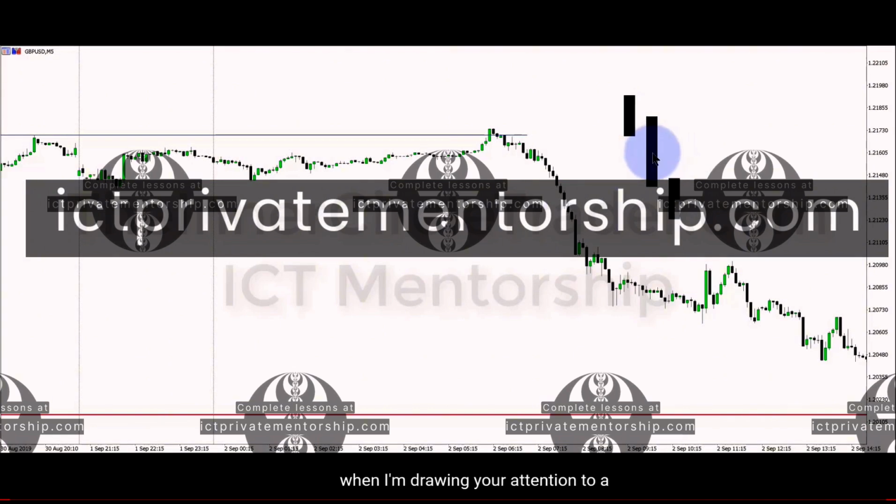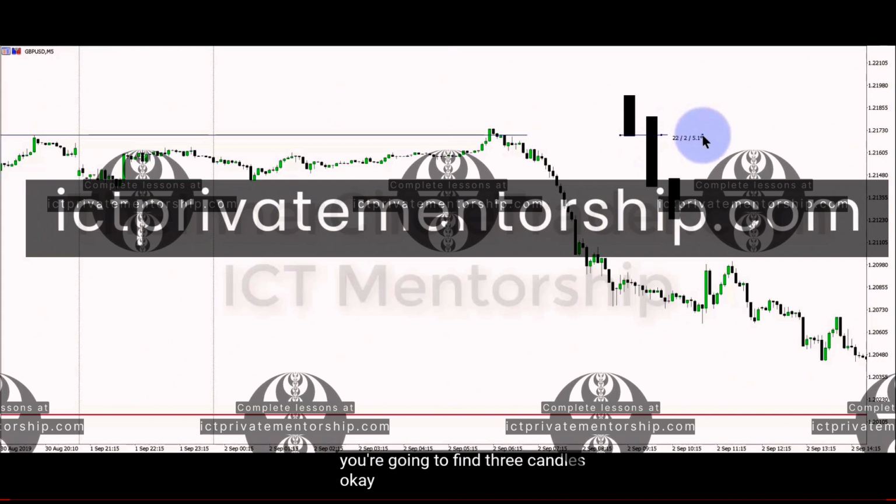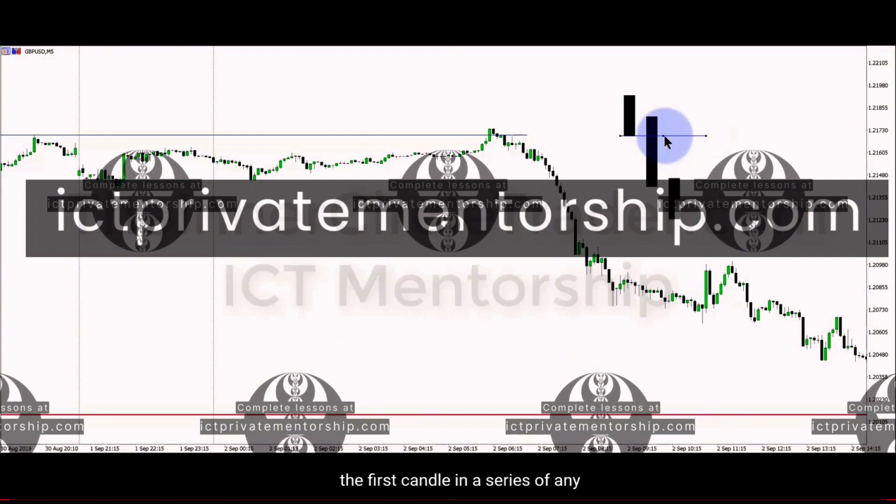When I'm drawing your attention to a lower or higher time frame level, the only thing you need to be practicing and worrying about right now as a developing trader is this. You're going to find 3 candles, okay, in that range that exists between the first candle in a series of any consecutively printed candles. One candle, the second candle, only one pass down.